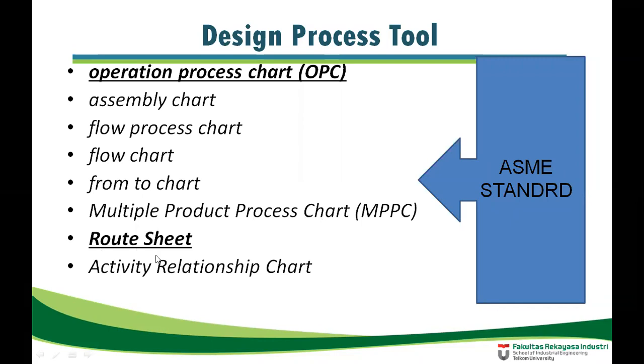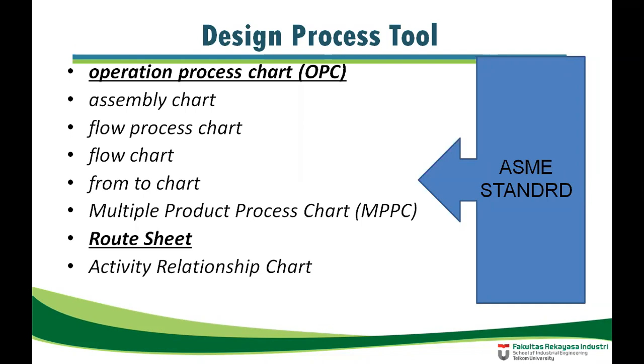And then we have a routing sheet. A routing sheet is just like calculating the right number of machines, okay? And then we have IRC. IRC is a very obsolete tool, but it is powerful. Although it's not enhanced, it can still produce a good result. Okay, and each design process tool has different functions. Assembly chart is like viewing something that should be assembled. Flow process chart is the flow of the activities in series, right? It is similar to a flow chart, but simpler.